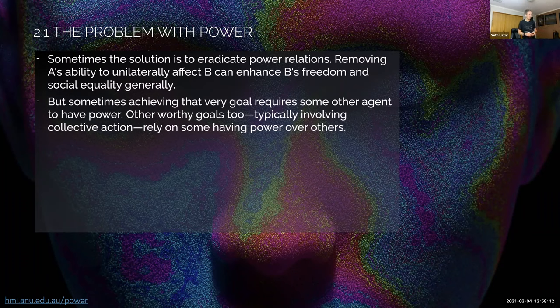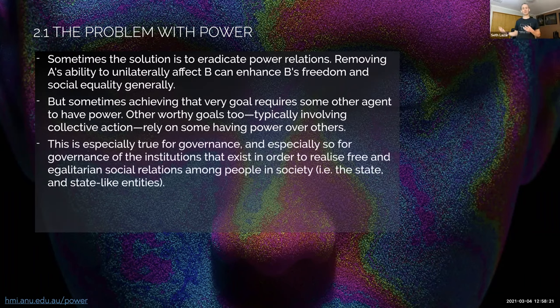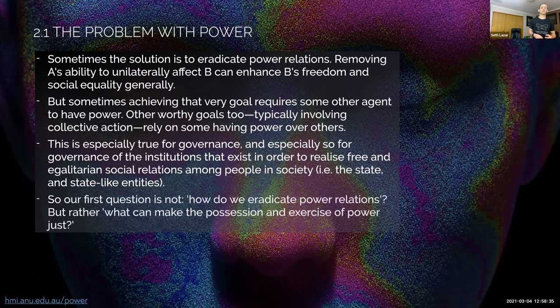That's kind of inevitable. Anything that involves collective action problems, solutions to those are going to rely on some having power over others. We're going to need power, essentially, for governance, especially for the governance of the institutions that exist in order to realize free and egalitarian social relations. So the state-like entity. So the question is not going to be how do we eradicate power relations, but rather what can make the possession and exercise of power just, or, all things considered, morally permissible. So that's what we're going to talk about.